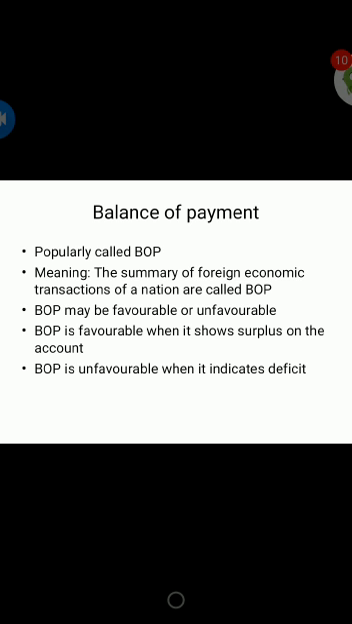Balance of payment is favorable when it shows a surplus on account. Surplus on account means that the nation's receivables are more than its payables, so then we have a surplus, which means it is favorable. If the country's BOP shows a deficit, we can say it is unfavorable, which means the payables are more than the receivables.